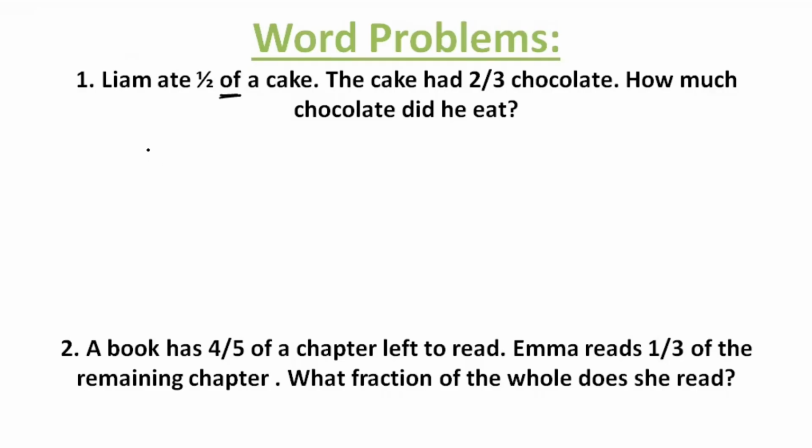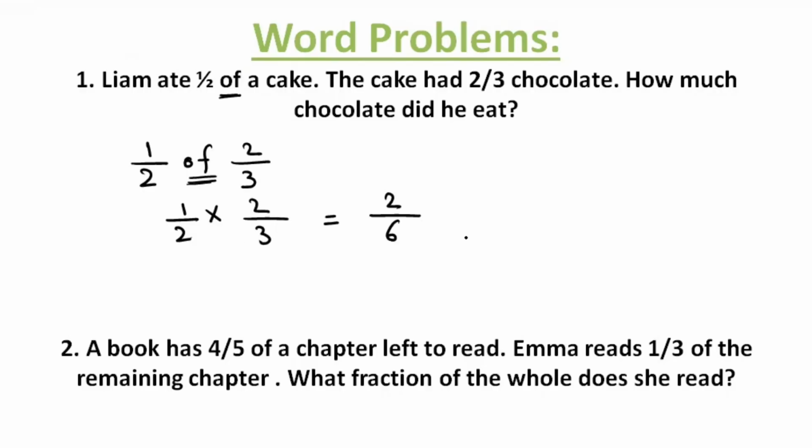So what we have to do? We have to multiply half of 2 over 3. It means 1 over 2 multiplied with 2 over 3. This "of" means multiplication. Now you can multiply 2 times 1 is 2, 2 times 3 is 6. And then it will be further simplified into 1 over 3.